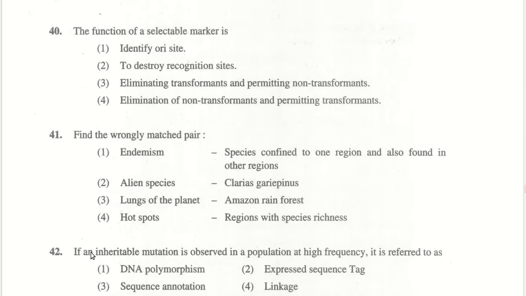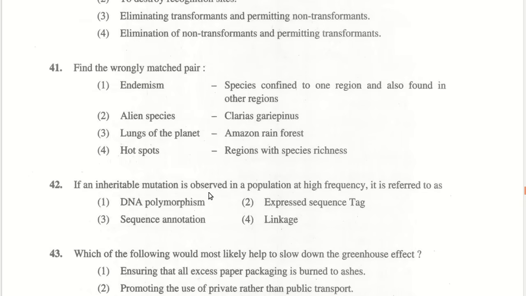41st, find the wrongly matched pair. Endemism, species confined to one region and also found in other regions. That is wrong. It is geographically found in only one region, and we call it endemism. So the first one is the wrongly matched pair. Alien species Clarias gariepinus, the catfish, is true. Lungs of the planet is the Amazon rainforest, correctly matched. Hotspots are regions with species richness, also correctly matched. Only the definition of endemism is the wrongly matched pair. So for 41st, the first one is the answer.